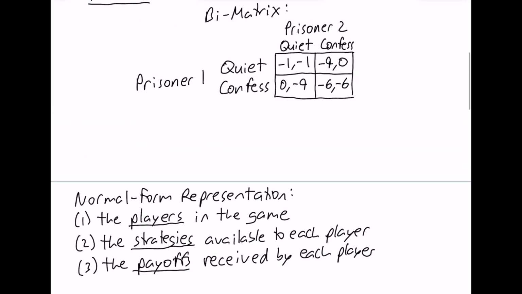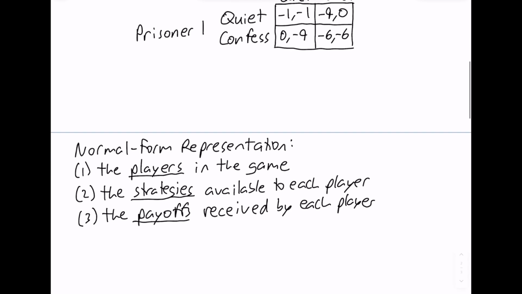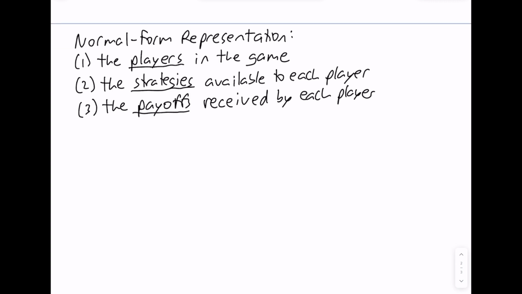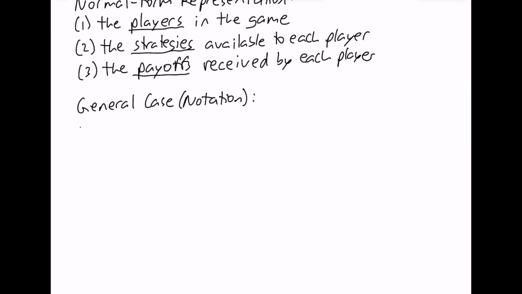Now, if we take a look at this bimatrix, we see that all of the three things are given. The players are given, those are prisoners 1 and 2. The strategies for each player are given, quiet and confess, and the payoffs are also given, those are the values in each cell. The next thing we're going to do is we're going to talk about the general case of a game and the notation involved in describing a general game. So we're going to be talking about n-player games.